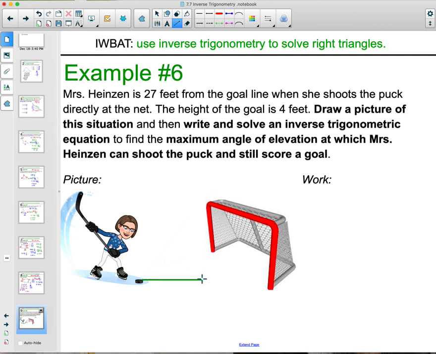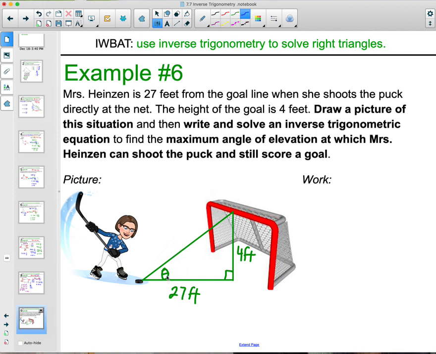Okay, so here she is, this many feet from the net. And then the height of the net is 4 feet. What angle can she shoot the puck at in order to make the shot? In order to not hit the pipe and have it go underneath and into the net is what we're looking for. So this is not drawn to scale, but she's 27 feet from the net, and then the height of the net is 4 feet. So the horizontal and the height will make a 90-degree angle, and then we're looking for this angle.